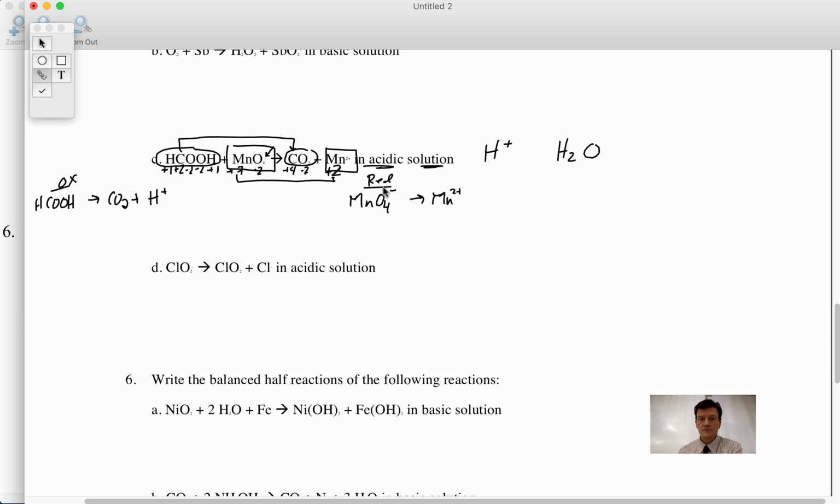Over here, reduction. I have an Mn on both sides, so that's all taken care of. I have 4 oxygens on the left, I need 4 on the right, so +4 waters.